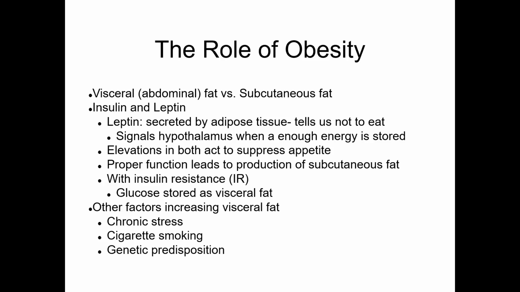So if leptin and insulin are functioning properly, then we have our normal subcutaneous fat that is produced. But if we have insulin resistance, glucose is going to be stored specifically as visceral fat. Other factors that increase visceral fat include chronic stress, cigarette smoking, and genetic predisposition.